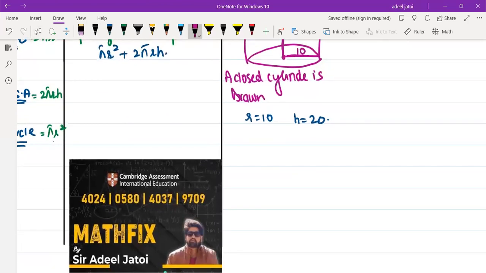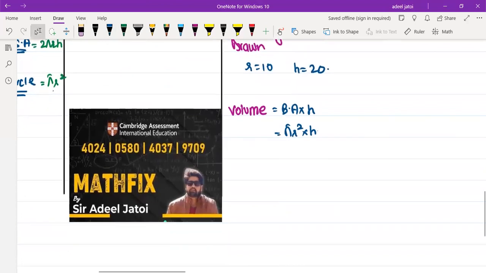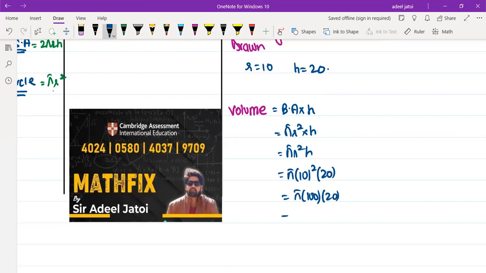Now, if the question wants me to find out the volume, the volume formula becomes base area into height. So pi r square into h, which means pi r square h. So what is the r? 10 square, and h is 20. This will be pi into 100 into 20, so this should be 2000 pi.